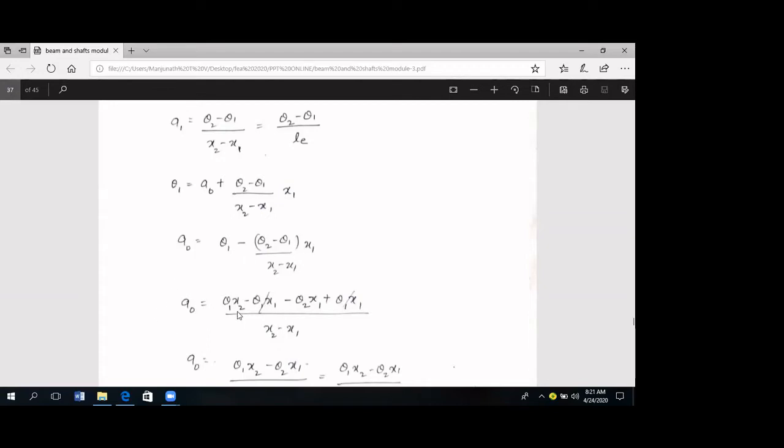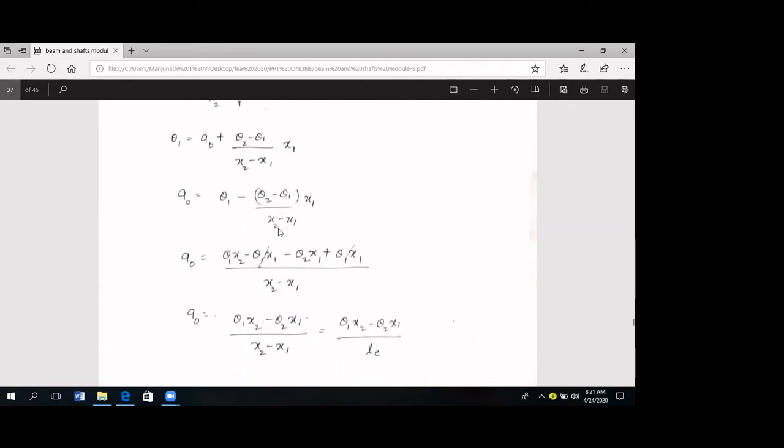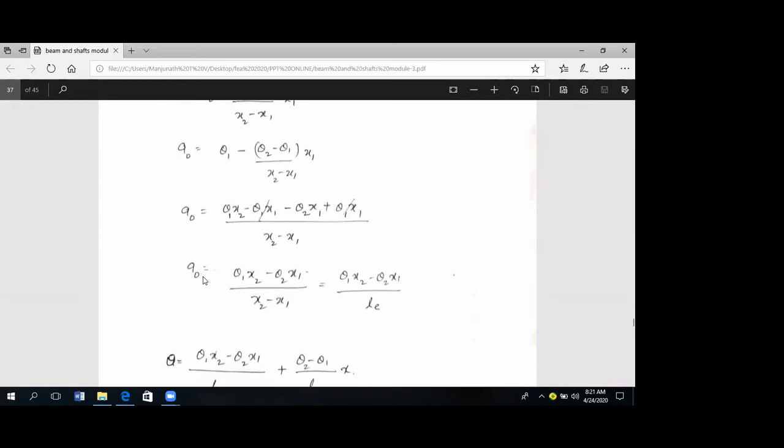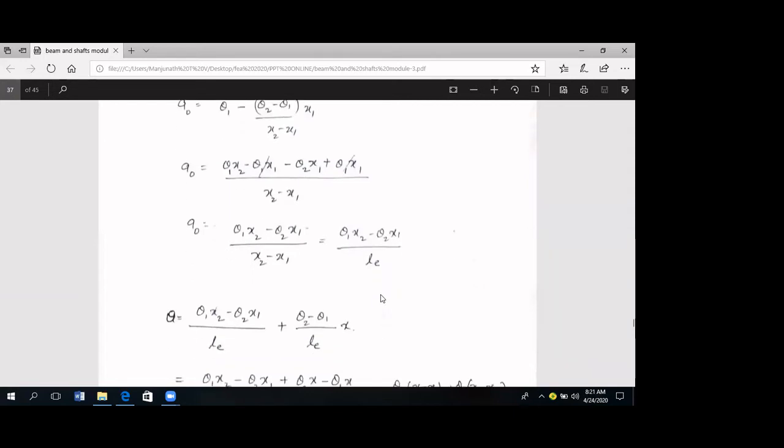So a naught is equal to, multiplying these terms, we get theta 1 x2 minus theta 1 x1, minus, multiplying x1 with these terms, theta 2 x1 plus theta 1 x1. Then plus and minus terms get cancelled. It remains a naught equal to theta 1 x2 minus theta 2 x1 divided by x2 minus x1. Again x2 minus x1 is equal to LE, so a naught is equal to theta 1 x2 minus theta 2 x1 divided by LE.